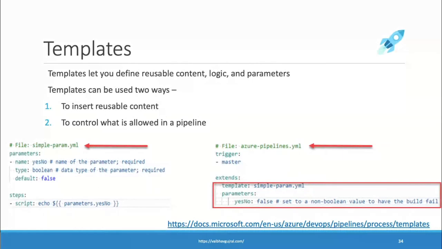What you see as an example here is, on the left side, a template where we are specifying a parameter called yes, no in the template file. We have our main Azure pipeline on the right where we are specifying the template and passing the value of the yes, no variable in the actual pipeline. It's a very powerful feature and is currently only available in YAML pipelines and not in the classic ones. Check out the link listed down there for more details on templates.